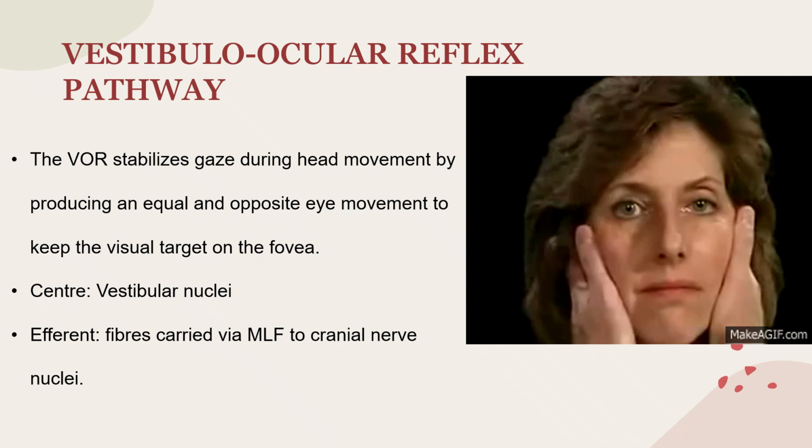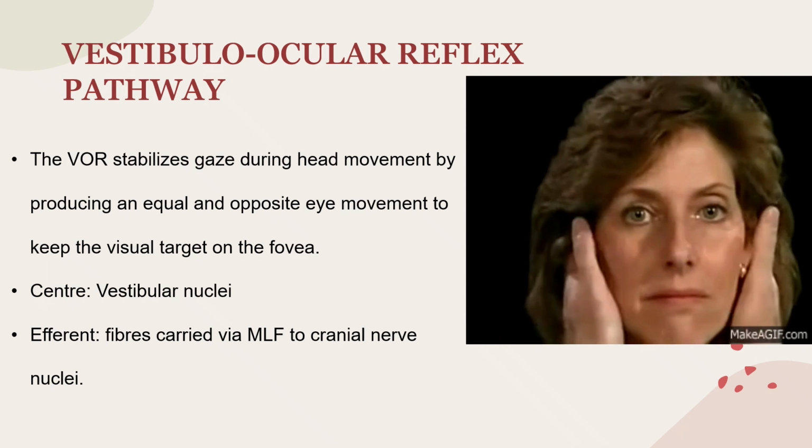Next is the vestibulo-ocular reflex pathway. What is this vestibulo-ocular reflex pathway? When there is head movement, the vestibulo-ocular reflex stabilizes the gaze by producing an equivalent opposite eye movement to keep the visual target on the fovea. The center is at the vestibular nuclei level and efferent fibers are carried by MLF to cranial nerve nuclei. This is the vestibulo-ocular reflex.